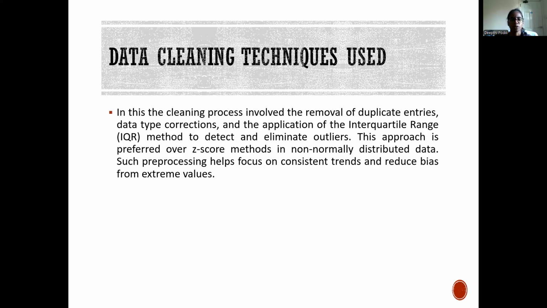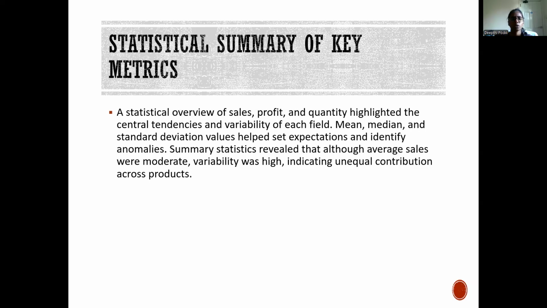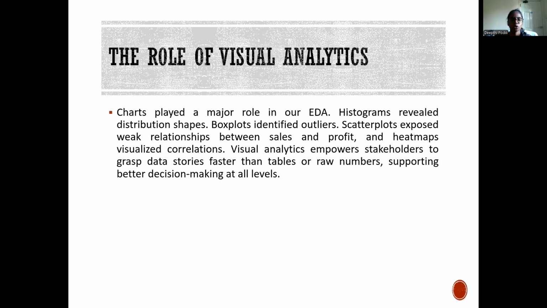And also why data cleaning techniques are used. The cleaning process involves removing duplicate entries, data type corrections, and application of the interquartile range method to detect and eliminate outliers. This approach is preferred over z-score methods in normally distributed data. The statistical overview of key metrics like sales, profit, and quantity highlighted the central tendencies and variability of each field. Mean, median, and standard deviation values help to set expectations and identify anomalies. Summary statistics revealed that though average sales were moderate, variability was high, indicating an unequal contribution across this.